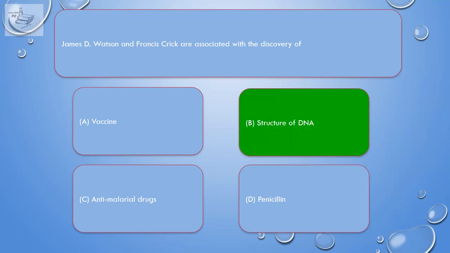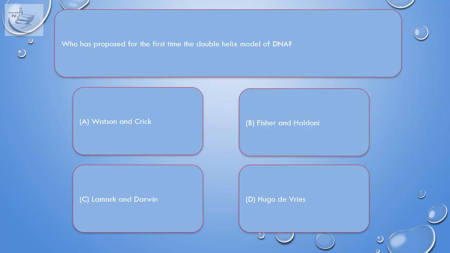Correct answer is B. structure of DNA. Question: Who has proposed for the first time the double helix model of DNA? A. Watson and Crick. B. Fisher and Haldane. C. Lamarck and Darwin. D. Hugo de Vries.